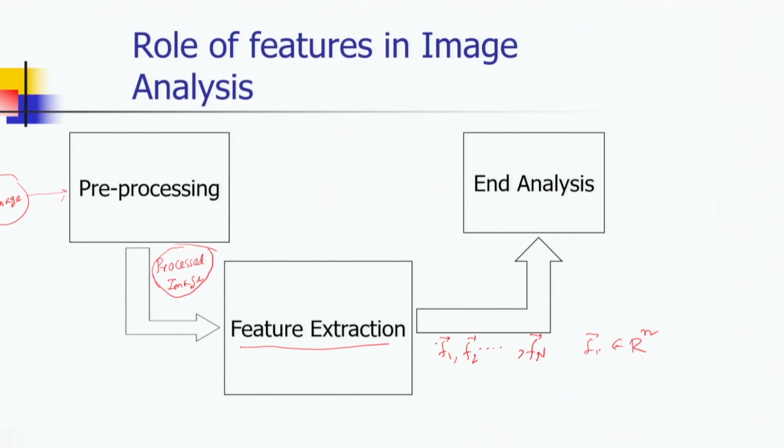So, you get a set of such feature vectors, which describes the organization of the image, the visual content of the image, and these are used for the end analysis part depending upon your requirements. For example, if you want recognition or classification, say object recognition or classification, those are the modules whose input would be this set of feature vectors.